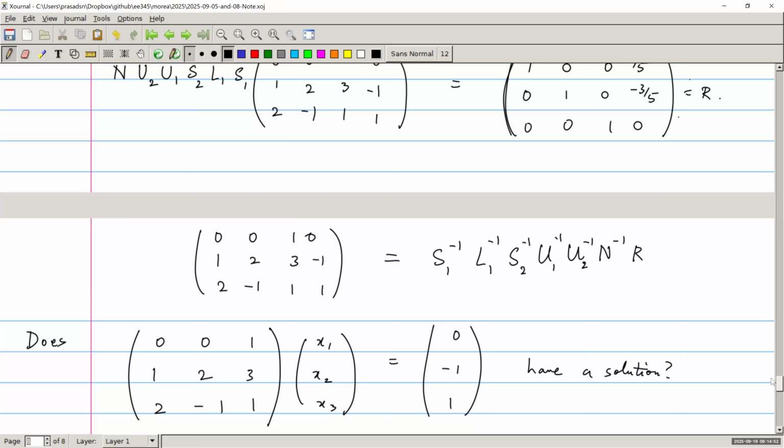We'll look into this in more detail next class, but this is the general principle to solve any set of linear equations.